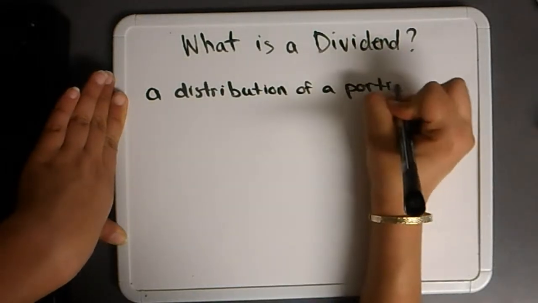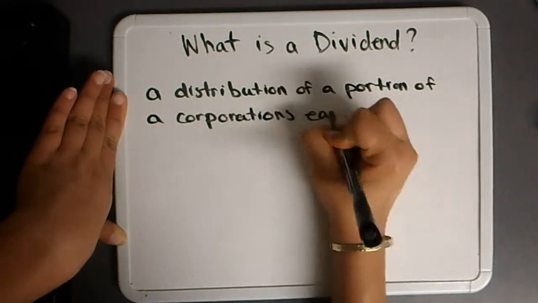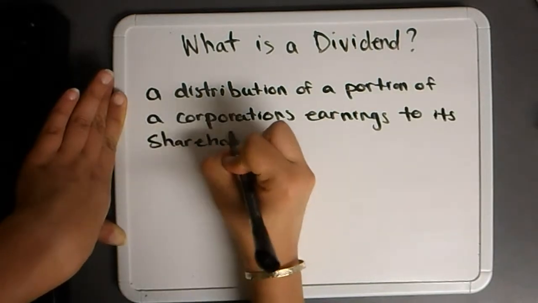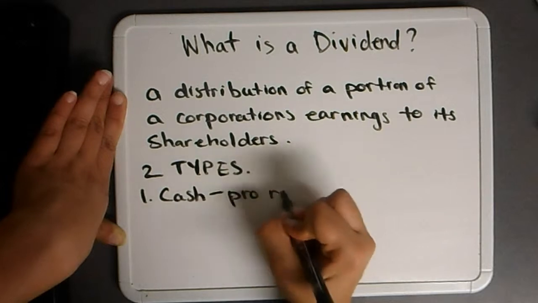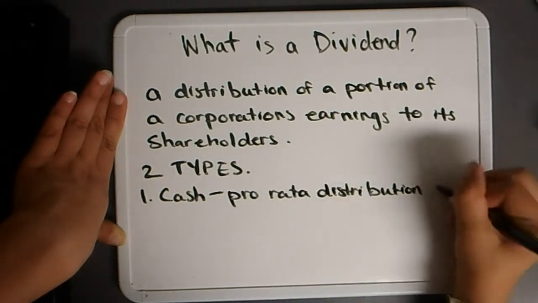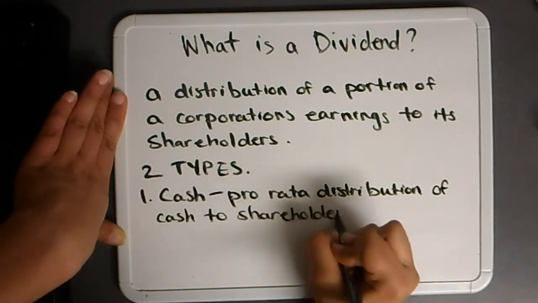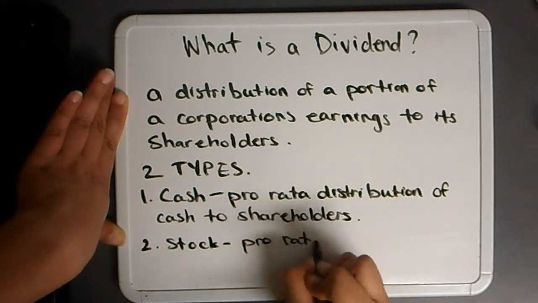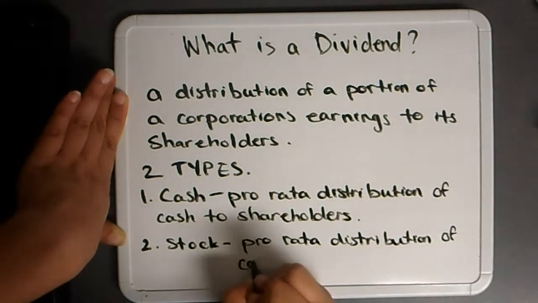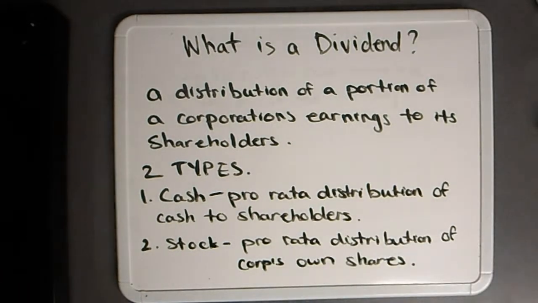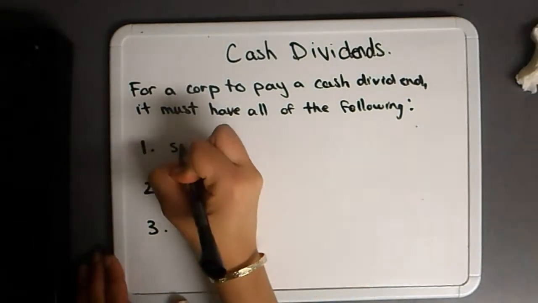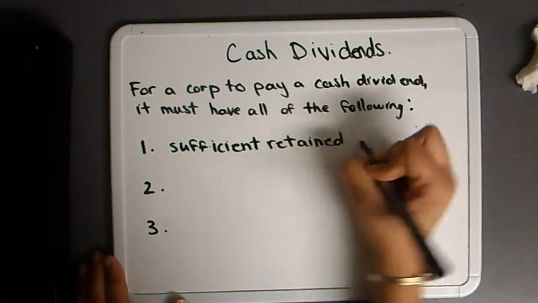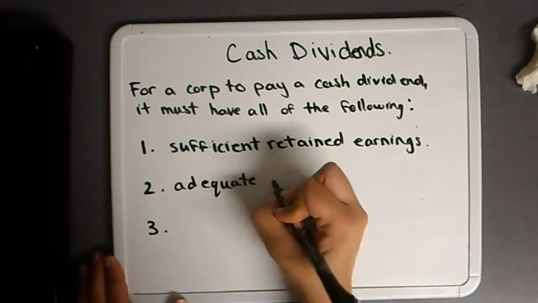A dividend is a distribution of a portion of a corporation's earnings to its shareholders. There are two types of dividends: cash dividends and stock dividends. For a corporation to pay a cash dividend, it must have all of the following: sufficient retained earnings, adequate cash, and a declaration of dividends.